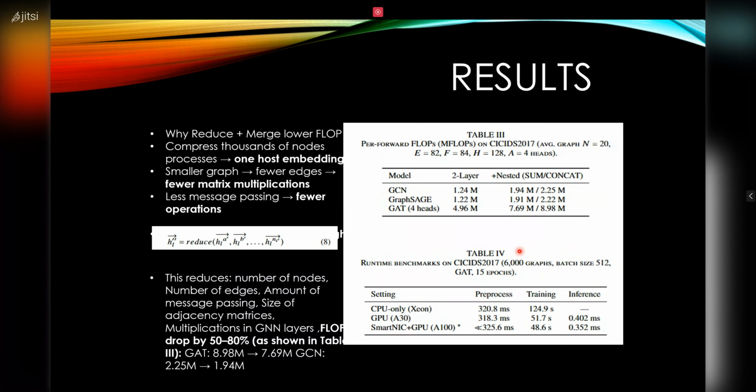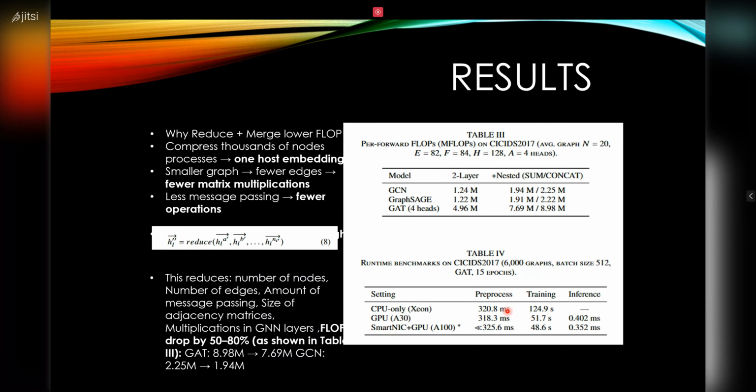These are envelopes, what we showed here for GCN and GAT. In our nested approach, if you have a nested layer it can increase the number of FLOPs, but we use a sum and concatenation approach, which reduces the FLOPs, and it goes to 2.25 FLOPs. And these are the processing times. If we process on the CPU only, a Xeon processor on the server, this type of GNN model takes almost 320 milliseconds to pre-process. If we only utilize the GPU-based approach, it's 380 milliseconds of pre-processing.